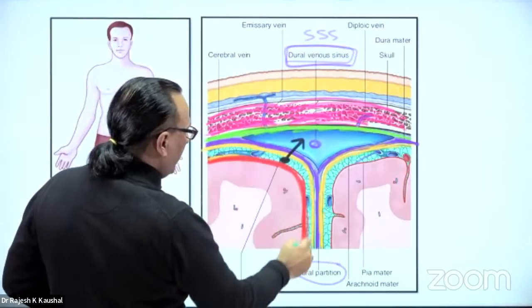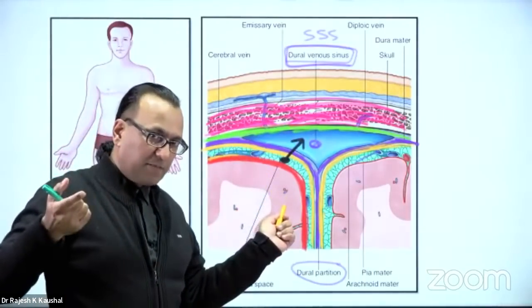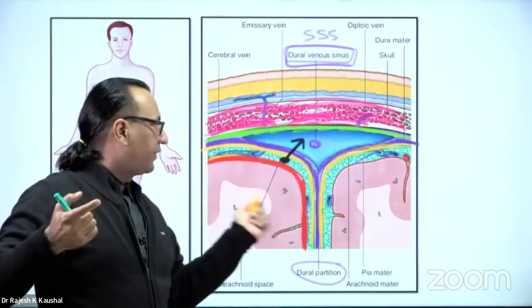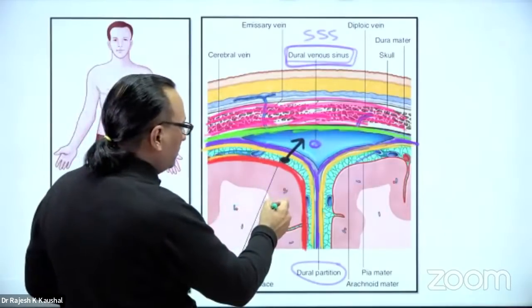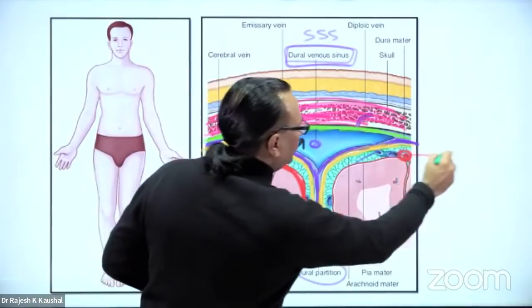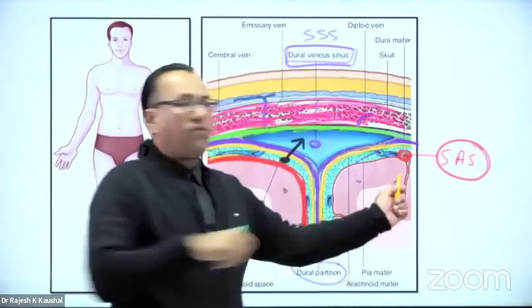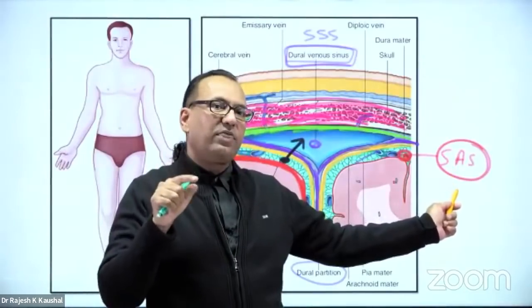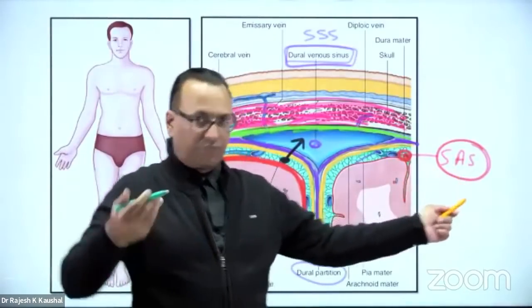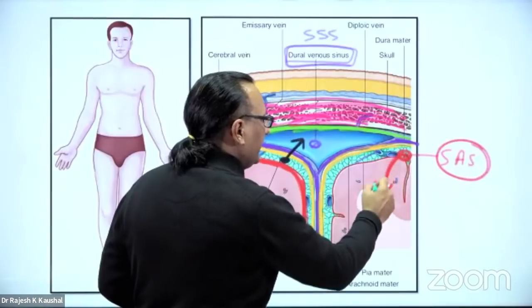Now you have to understand one more thing. The brain is supplied by some arteries, and before they reach the brain, those arteries are also in the subarachnoid space, the circle of Willis. So the circle of Willis branches are in the subarachnoid space, and from there they enter into the brain matter they supply.